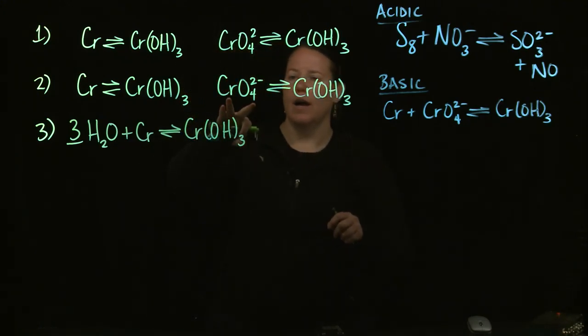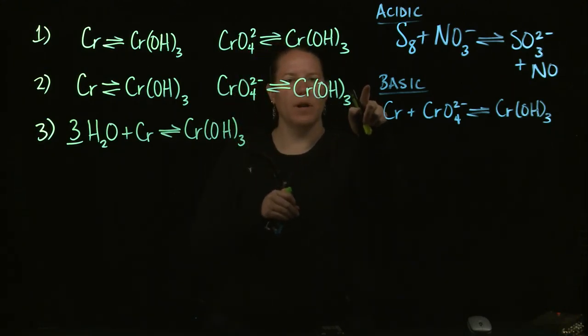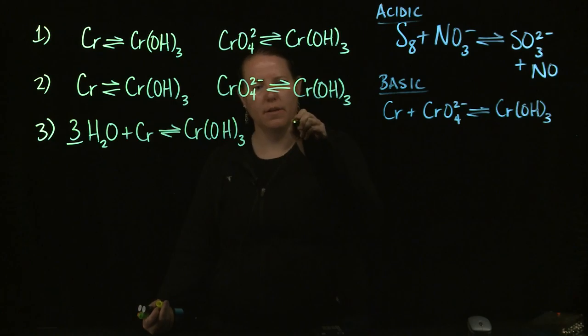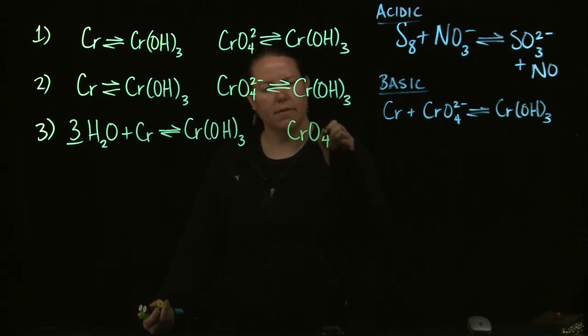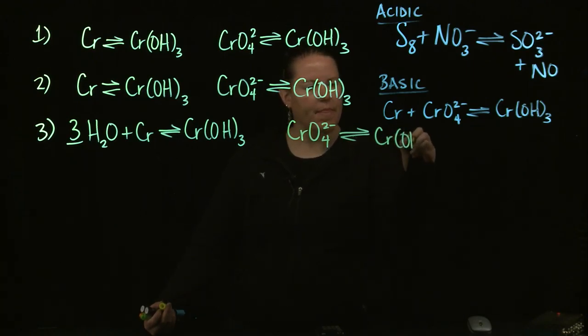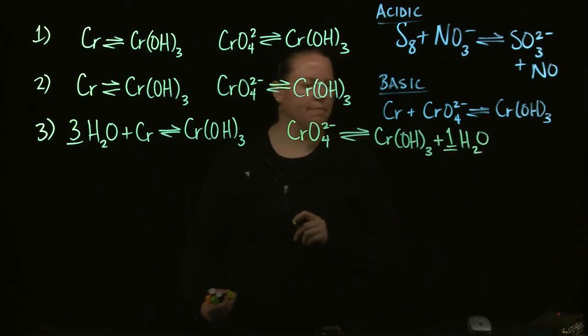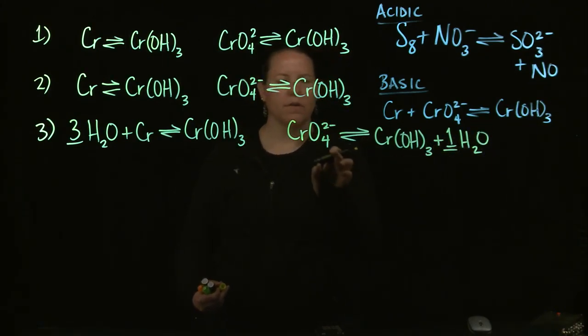Okay, here I have four O's versus three O's. So I'm only going to need one H2O, and it's going to be on this side. I'll go ahead and write out the one H2O here. So now I have four and four.